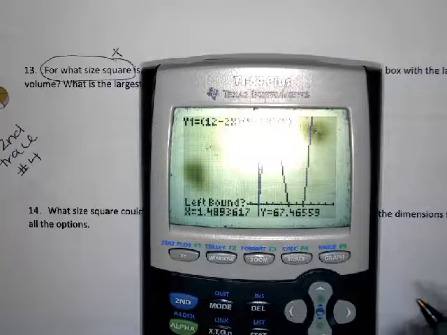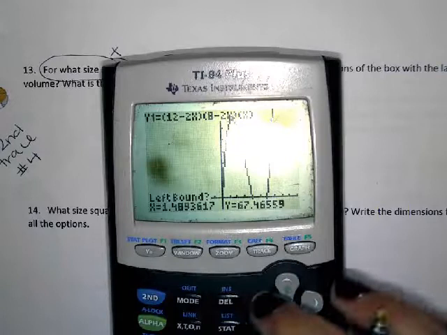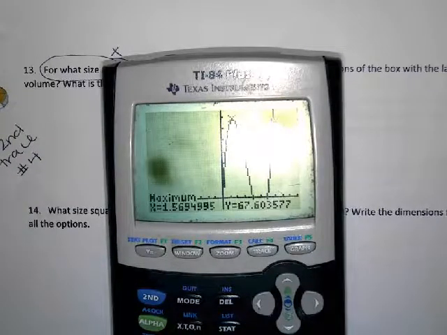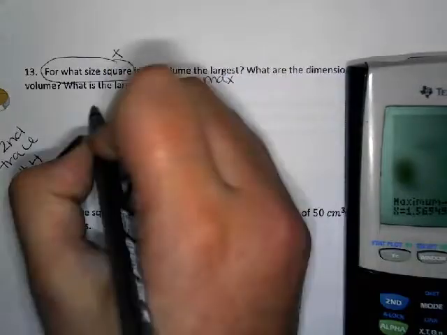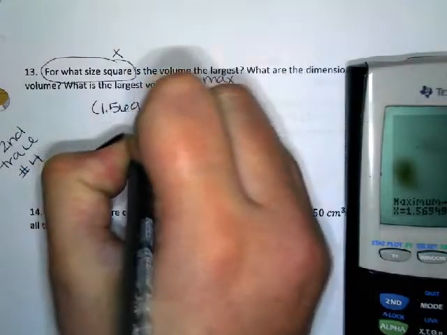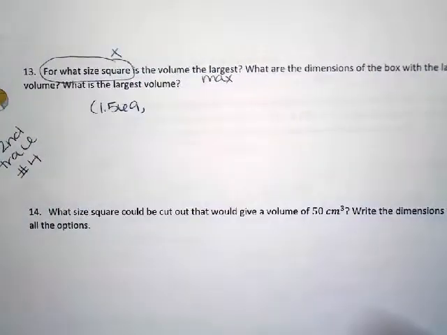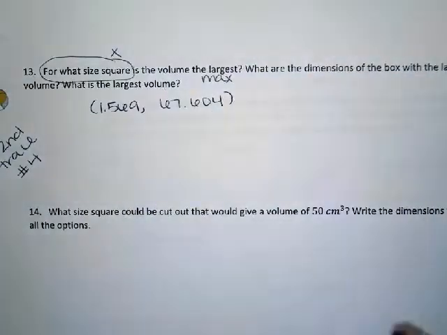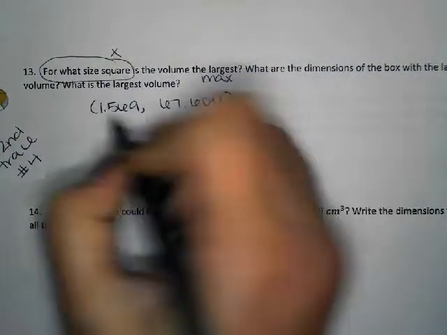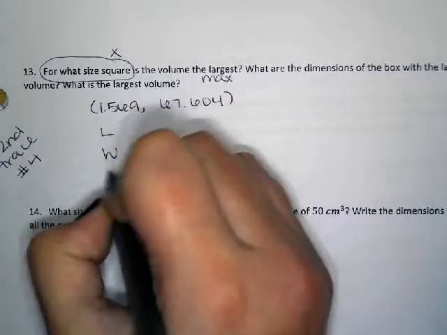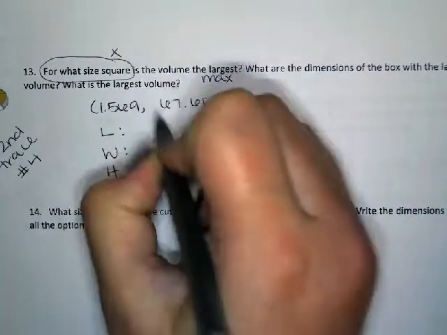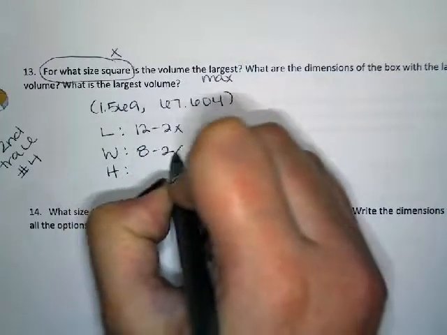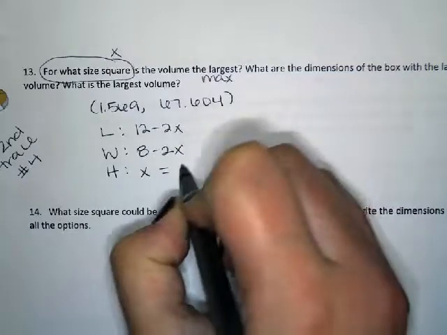All right, are you guys ready for a cool trick? So we need the dimensions, length, width, height. We know the length is 12 minus 2x, the width is 8 minus 2x, the height is just x, so we know the height is 1.569. Okay, so when you have something in your calculator and it looks like this, your calculator stores these numbers as x and y. It stores them for you periodically. Like every time you do something in the calculator, it stores it just for a second.